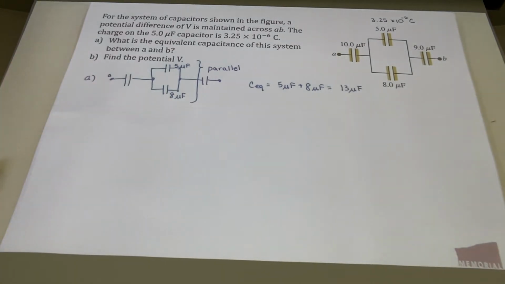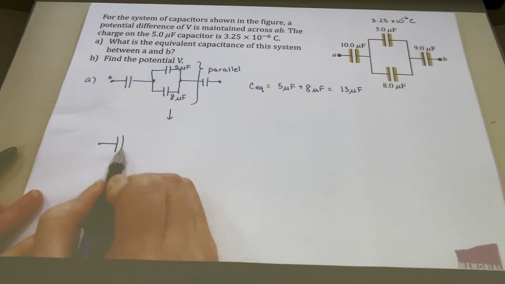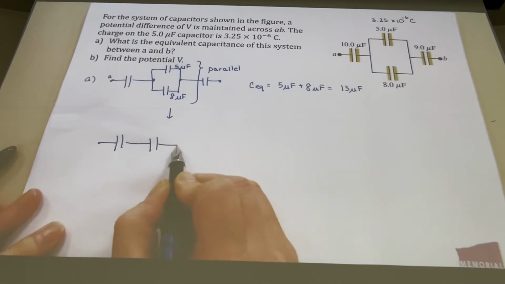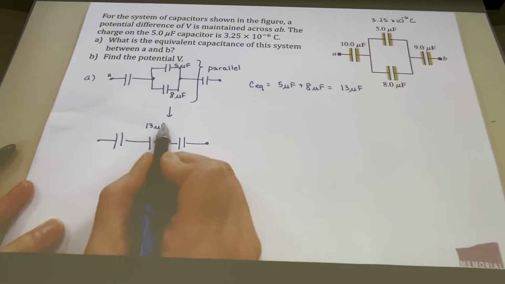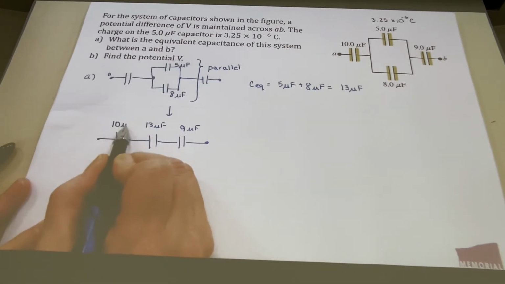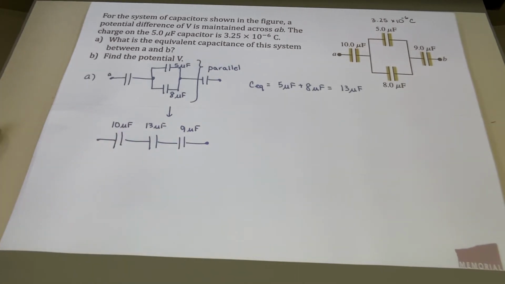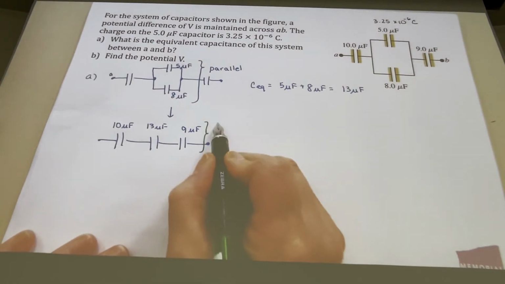Okay, so there's my first one. Now I draw a new diagram. So I've got my point A and my point B. Now I'm taking out that parallel combination and I'm putting in my 13 microfarads, the equivalent. So I got my 9 microfarads here and my 10 microfarads here. If I look at these capacitors, these are all connected in a row. They're going to have the same charge. So they're a series connection. So I have to do a series addition.